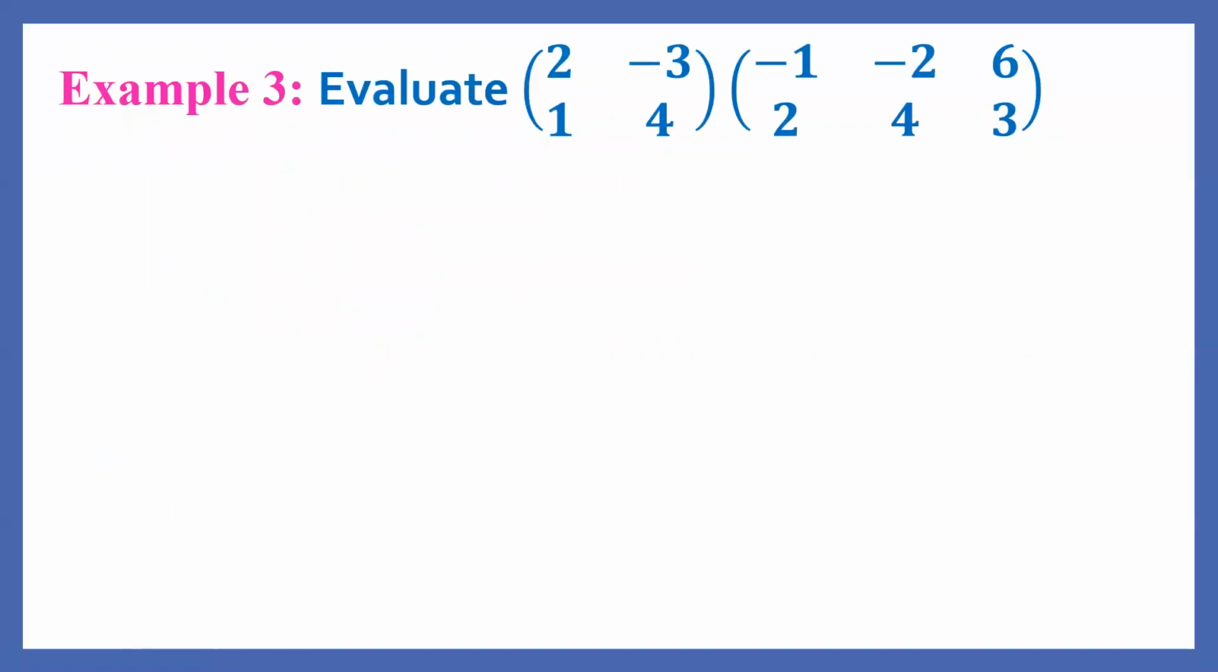We now move on to the third example. So first, I need to find out if matrix multiplication is possible. So I find the order of both matrices. The first one is of order 2 by 2. The second one is of order 2 by 3. So these two are equal. This means that we can multiply. And the resulting matrix will be of order 2 by 3.